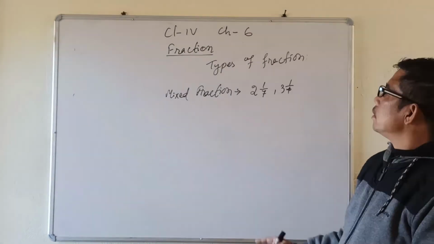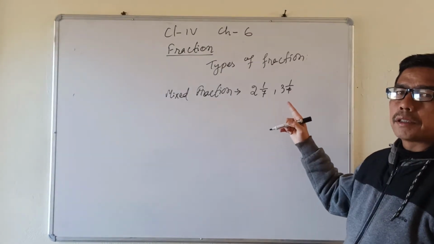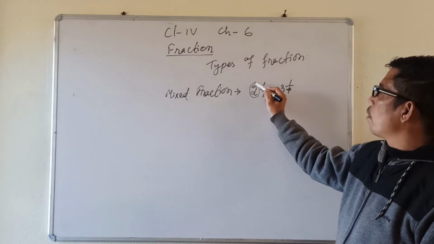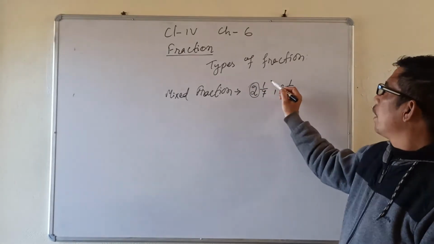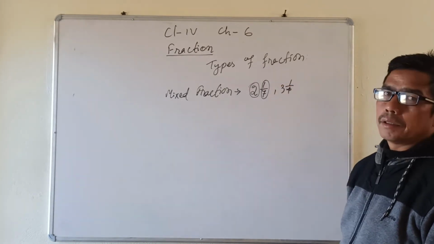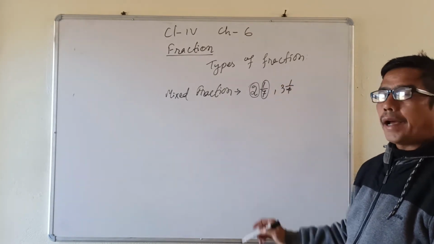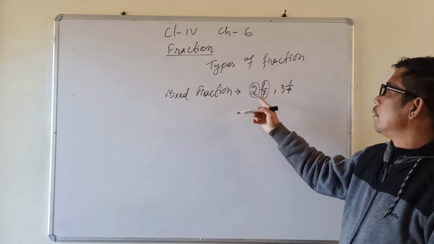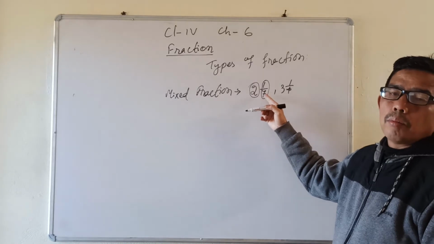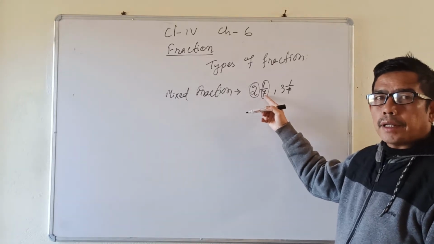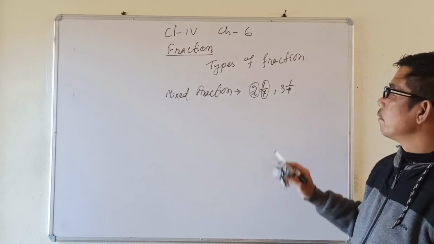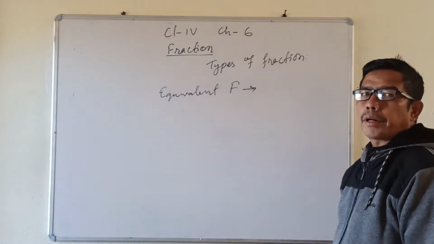Mixed fraction. Mixed fractions are fractions which are formed by the combination of a whole number and a proper fraction side by side. If you write a fraction with one whole number and another proper fraction, then that type of fraction is known as mixed fraction. Then come to equivalent fractions.